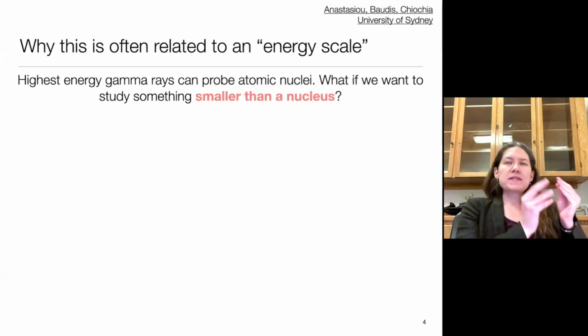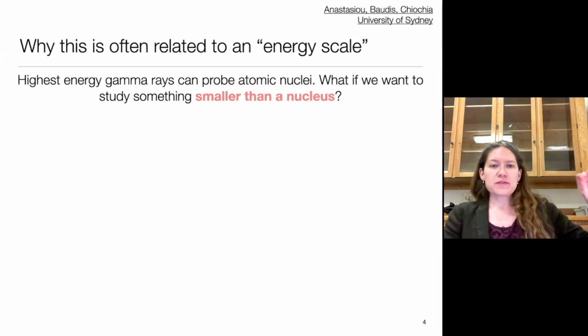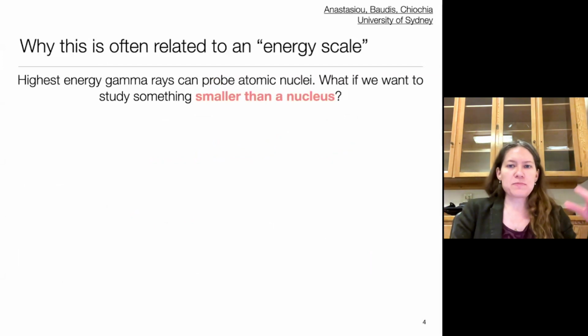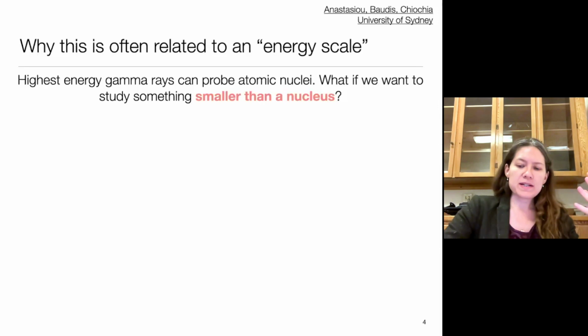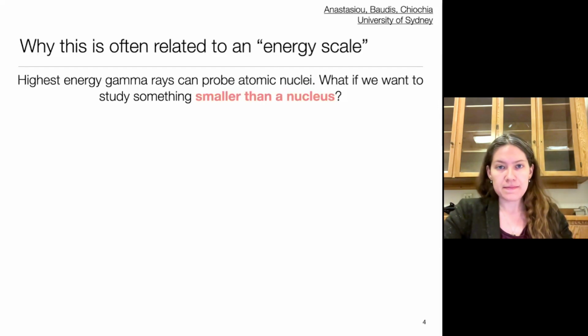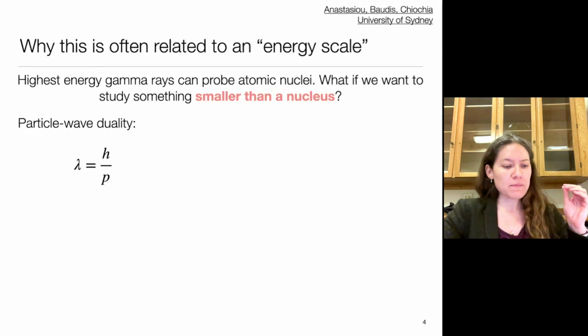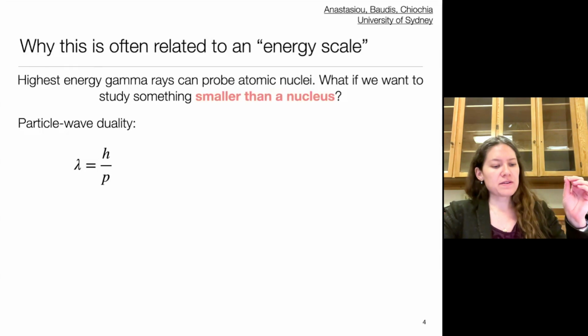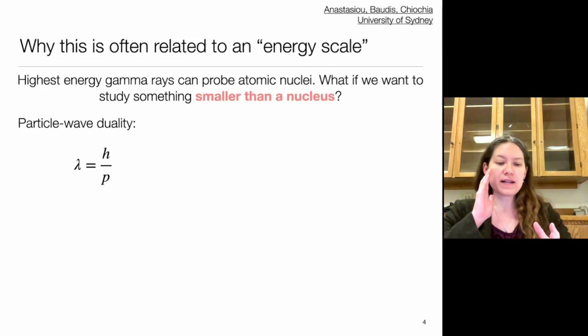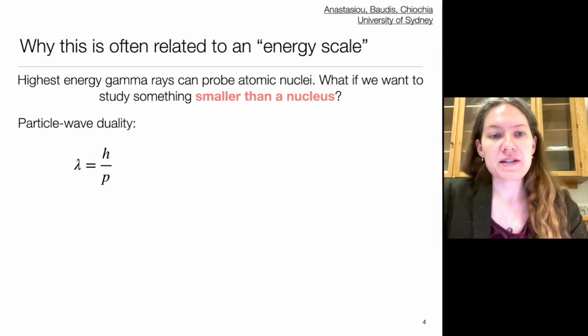So as we were seeing there, the very highest energy gamma rays, those have very small wavelength and you might be able to probe nuclei with them. What if we want to study something smaller than a nucleus? So this is where we're going to turn to something I'm not going to talk about in great detail here, which is the concept of particle-wave duality. So all I'm really going to say is that a particle can correspond directly to a wave with a specific wavelength. And the relationship between the particle and the wavelength is through the particle's momentum with this very simple equation right here.